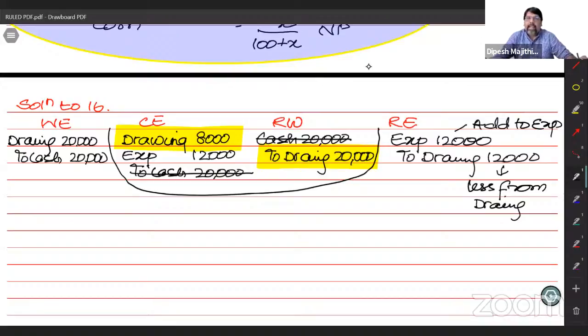Expense to drawings. Correct? I should have debited drawings 8, expenses 12, but I have debited entire 20 to drawings. So I have debited drawings 12,000 extra. Therefore, credit drawings by 12. And I did not debit expense. Therefore, we'll add to expense and less from drawings. Okay? Yes, sir.